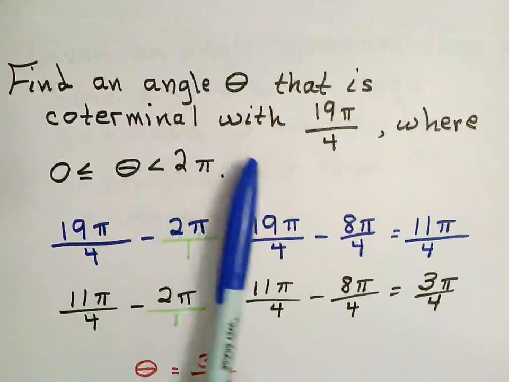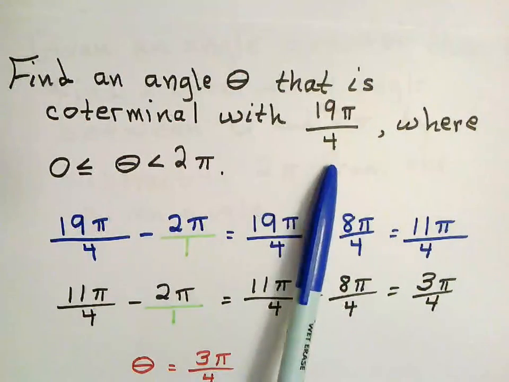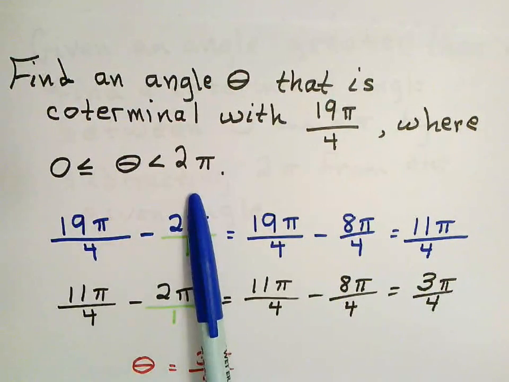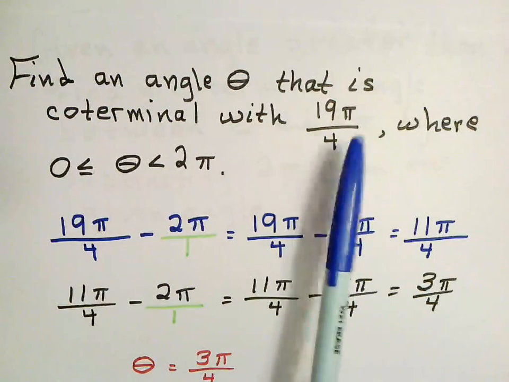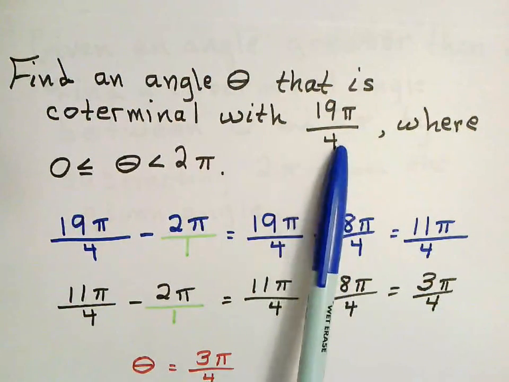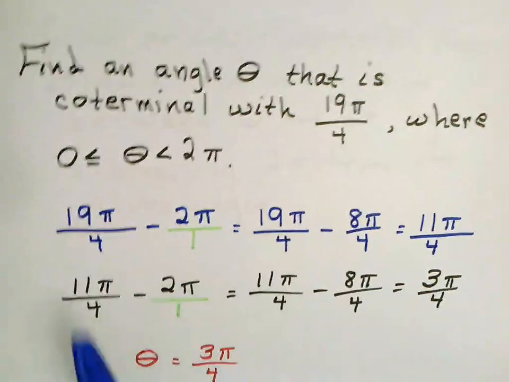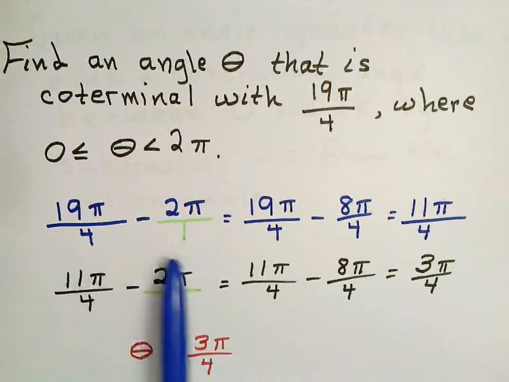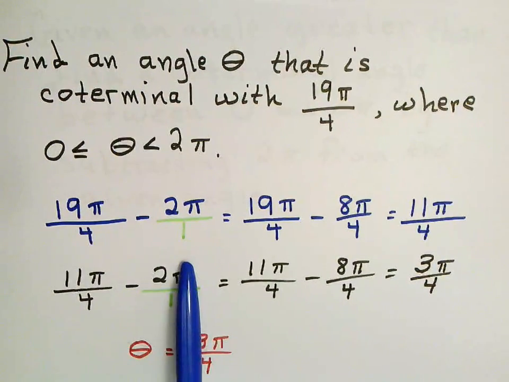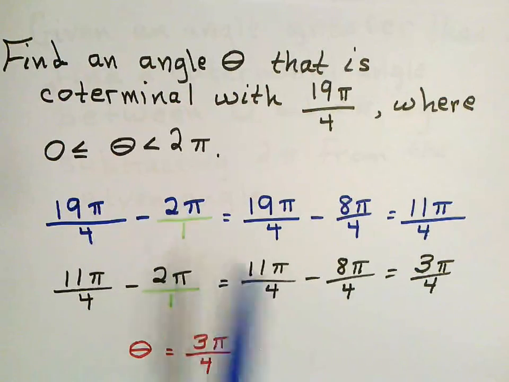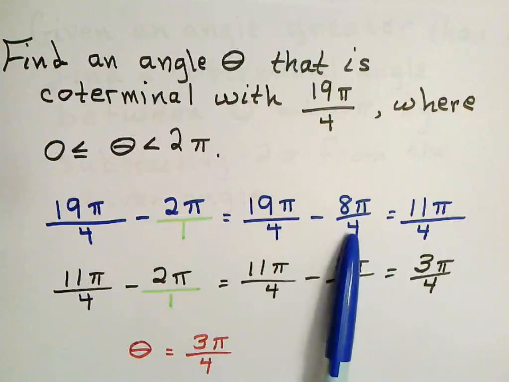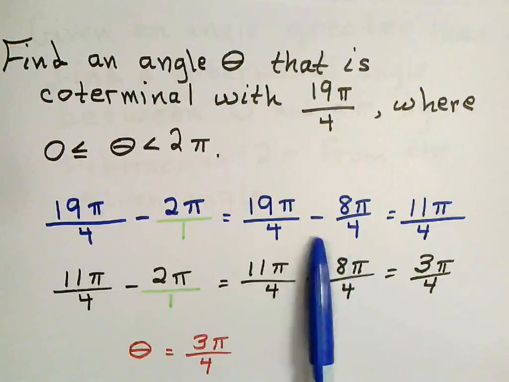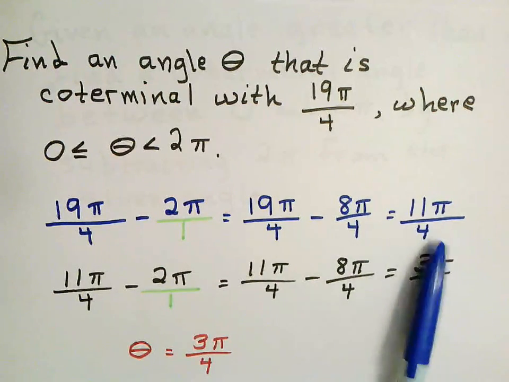So the problem would read something like this. Find an angle theta that is coterminal with 19 pi over 4, where theta is between 0 radians and 2 pi radians. And notice that 4 going into 19 is 4 point something, so that's bigger than 2. So we're going to subtract 2 pi. Well, we can only add and subtract fractions when we have like denominators. So 2 pi is the same thing as 8 pi over 4, because 4 going into 8 is 2 times. Then 19 pi over 4 minus 8 pi over 4 gives us 11 pi over 4.